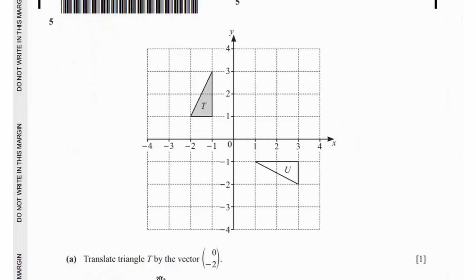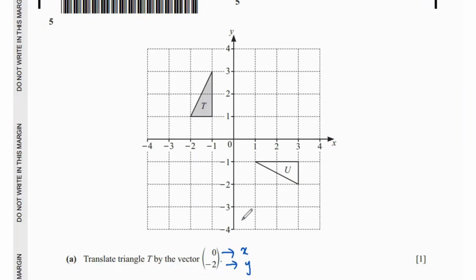Then it says translate triangle T by the vector 0, -2. So as I've told you before, the value above is the x value and the value below is the y value. The x value shows the horizontal translation, whether the shape is moving to the left or right. And the y value shows the vertical translation, whether the shape is moving up or down.